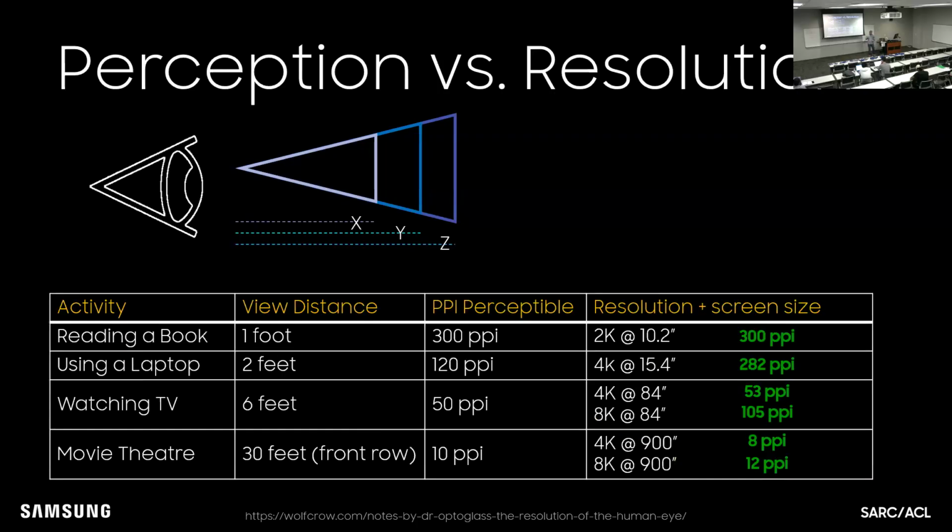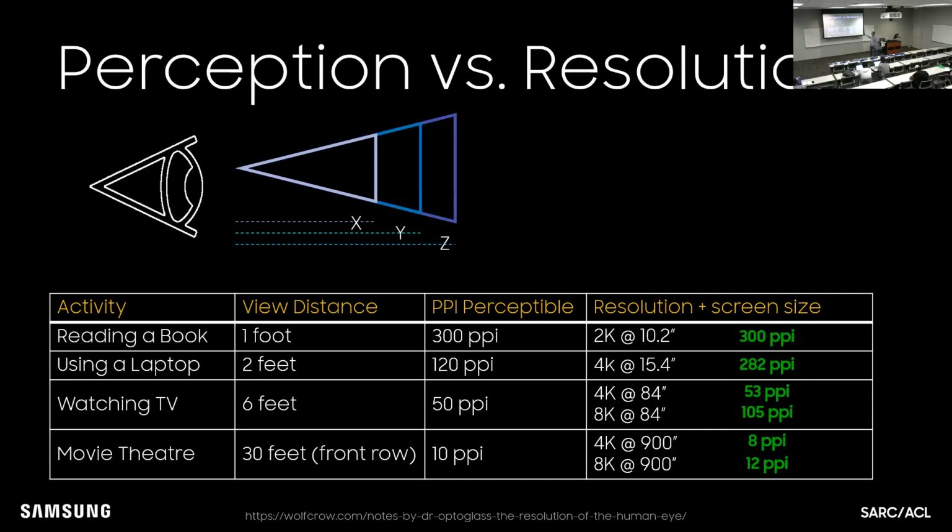If you think about it, we're already kind of achieving these. Reading a book with a Kindle already has 300 ppi, and at a foot, that's the max you can basically perceive. You can't get a better Kindle. It's a solved problem. Using a laptop 2 feet away from you is about 120 ppi. If you have a 4K, that's way too much, it's like 282. You could actually get away with 1080, no problem, unless you're staring at it very close.